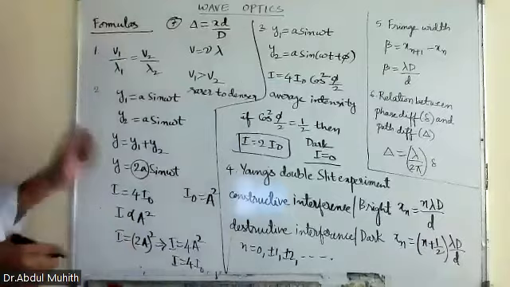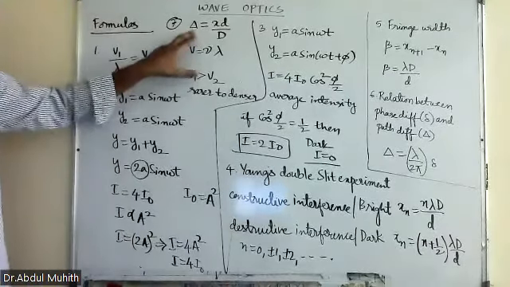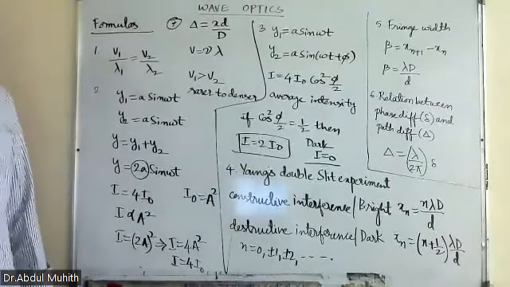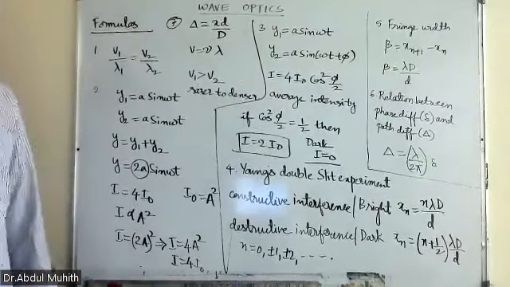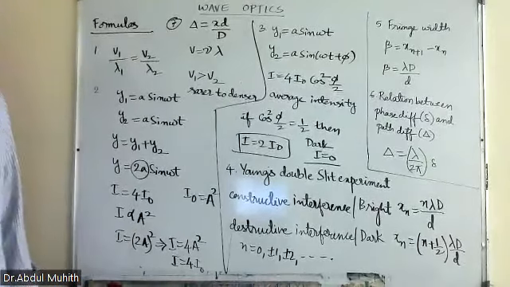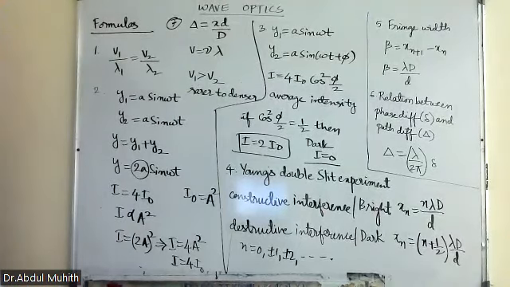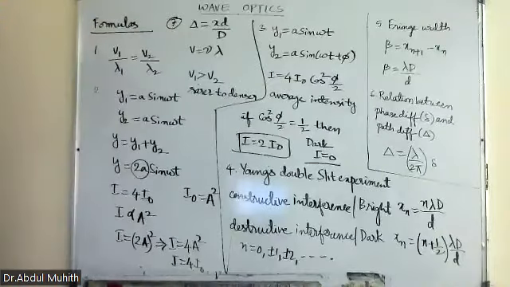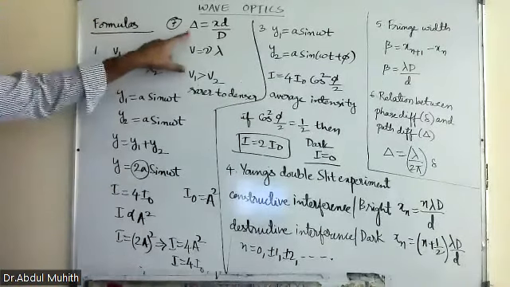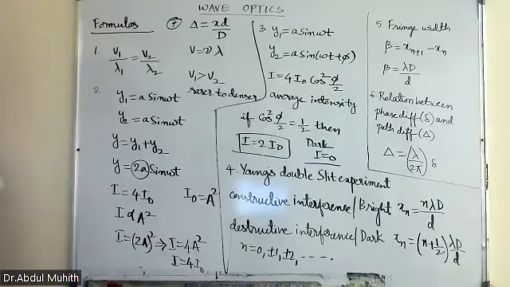This is the formula for path difference: x into small d by capital D. I'll write what is small d and what is capital D. Done. Please copy this seventh one: delta is equal to x into small d by capital D.